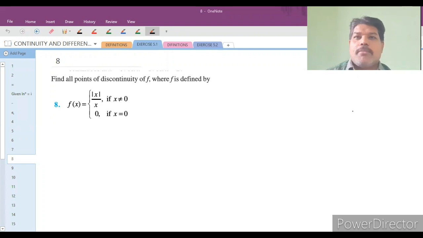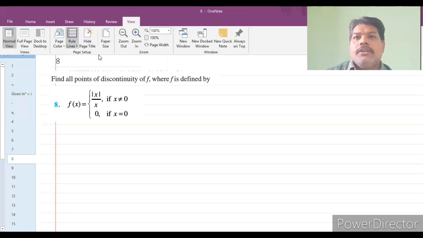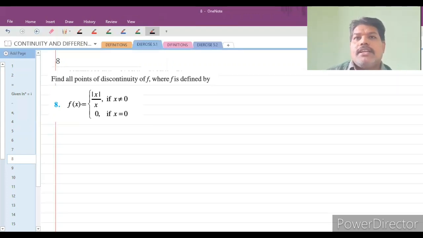So see question number 8. See this question, students. What is the function they have given? So f of x is equal to mod x by x if x not equal to 0, and it is 0 if x is equal to 0. So already we know that this is the given function. Already we know one condition.